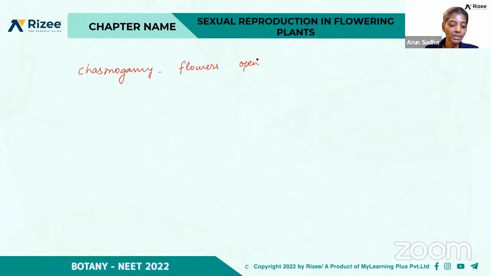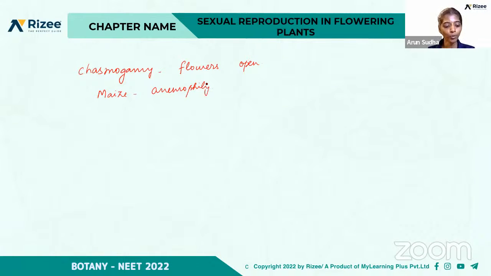Maize is the best example of anemophily, ornithophily, entomophily, or hydrophily. Maize is the best example of anemophily, and the longest pollen tube also is formed in maize. Maize is an example of anemophily.